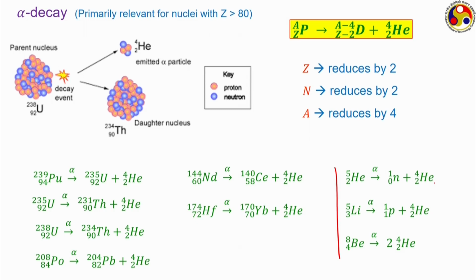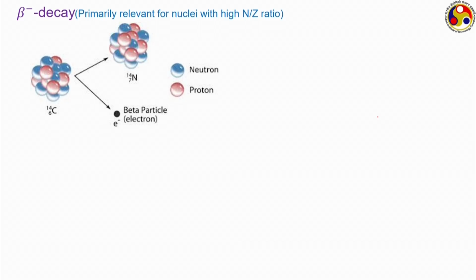But we definitely have such examples listed here in the second and third column, but more practical are the ones presented at the left, which are relevant to the isotopes having a mass number of 80 or greater. Now, I come to the beta decay. Beta decay is relevant to any kind of nucleus, heavy or light, but those which have a high n to z, n by z ratio.